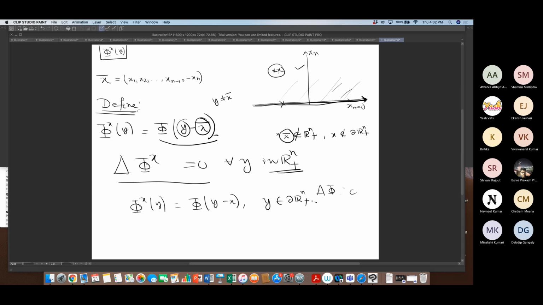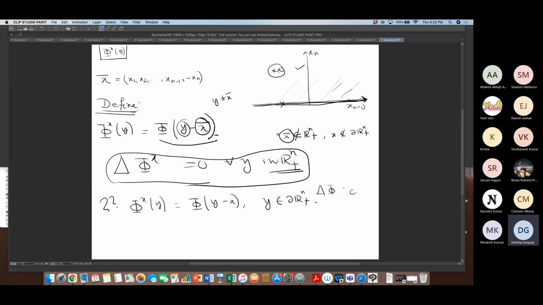So clearly, the first is checked. Clearly, the Laplacian of Vx is equal to 0, because the Laplacian of Vx means the Laplacian of Vy minus x. It will be 0 except when y is equal to x bar, and x bar is not in the domain. So no problem. That's done.